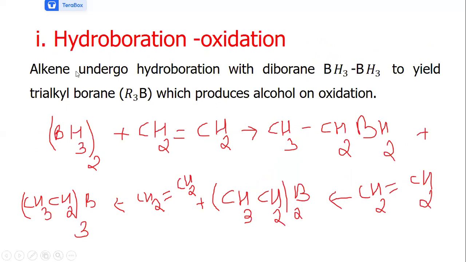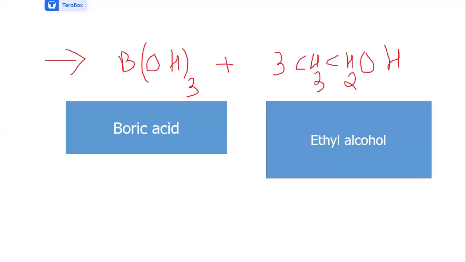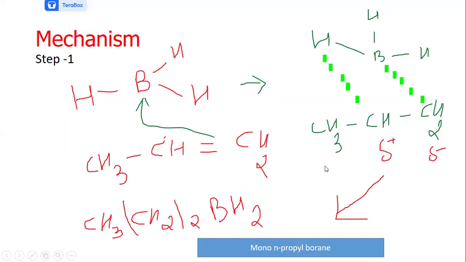Hydroboration-oxidation. Alkene undergoes hydroboration with diborane to yield the trialkyl borane, which produces alcohols on oxidation. Boric acid and ethyl alcohol.